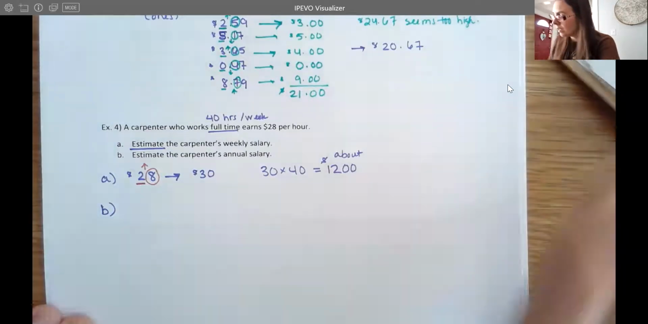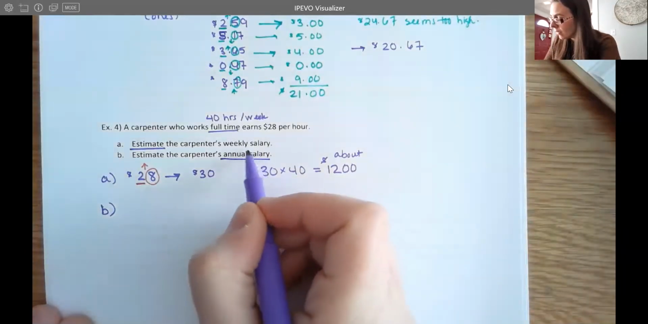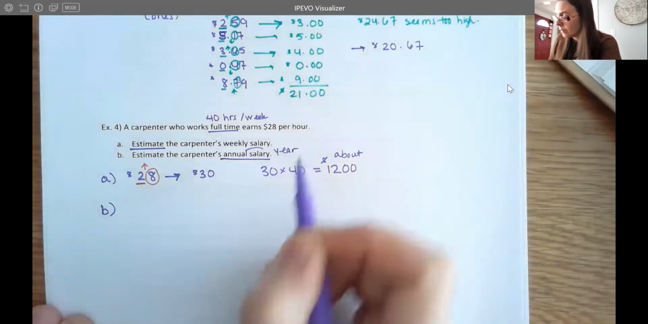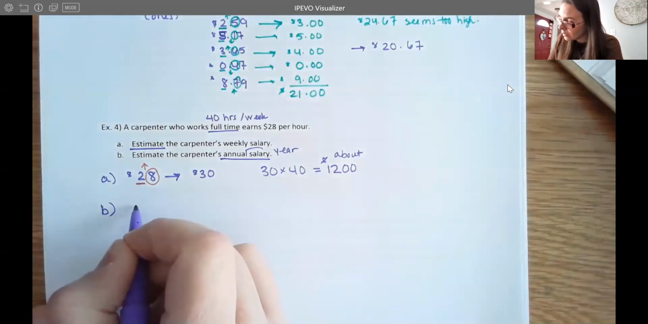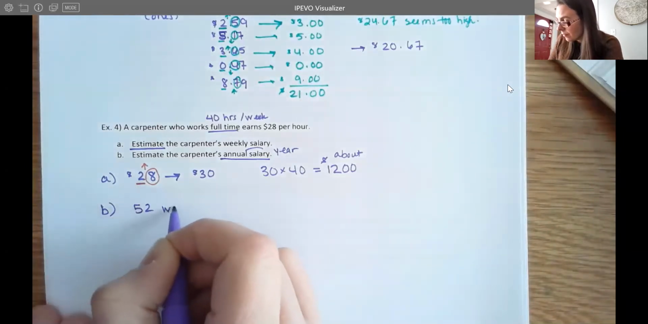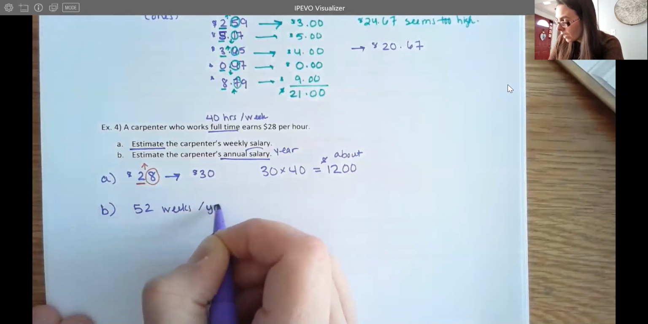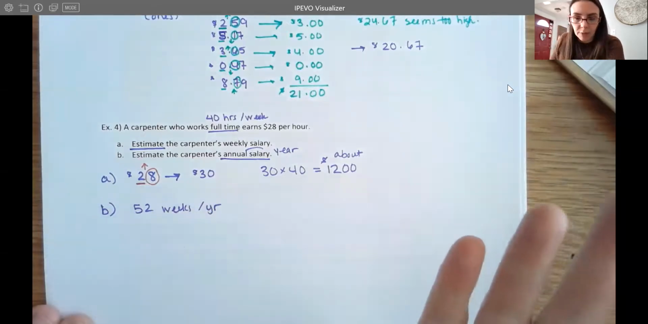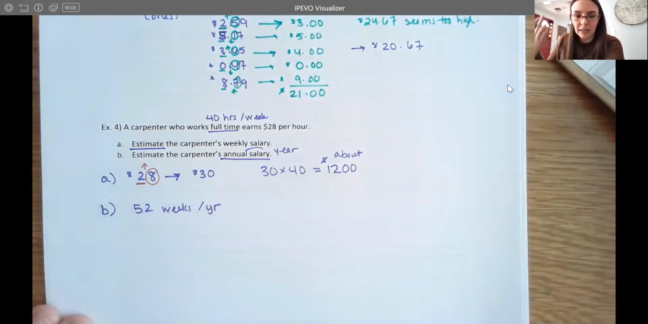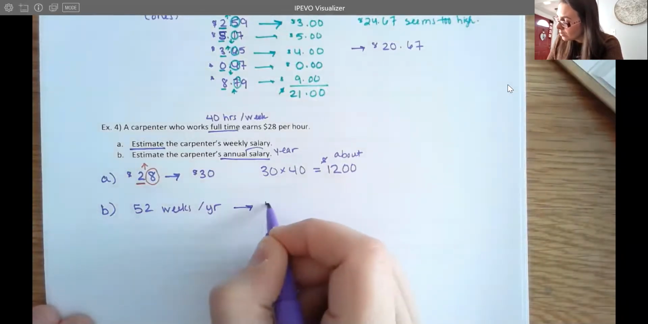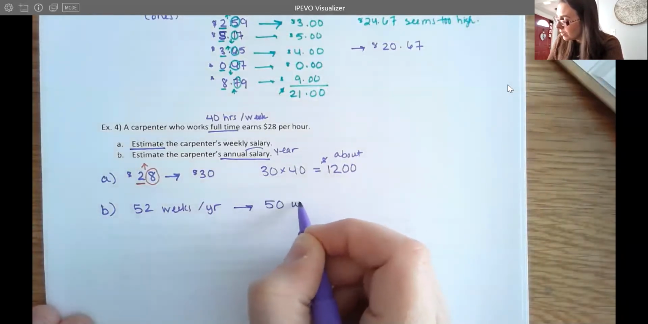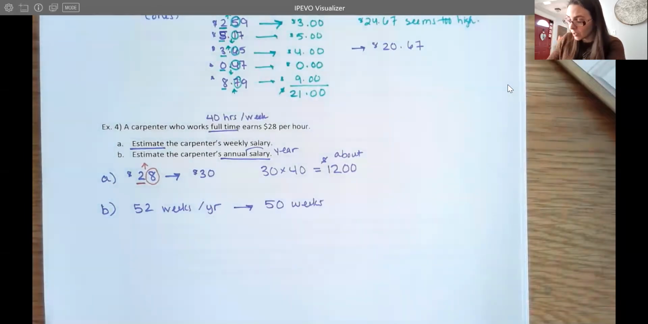Now for B here, we want to estimate his annual salary. So that means for the whole year. Now we know his weekly salary. Now annually, there are 52 weeks in a year. So I could do 52 times the 1,200, right? But I'm trying to estimate. I'm trying to do this in my head to make this fast. So what we can do is, again, round. So this is about 50 weeks, just to make it easier, right?